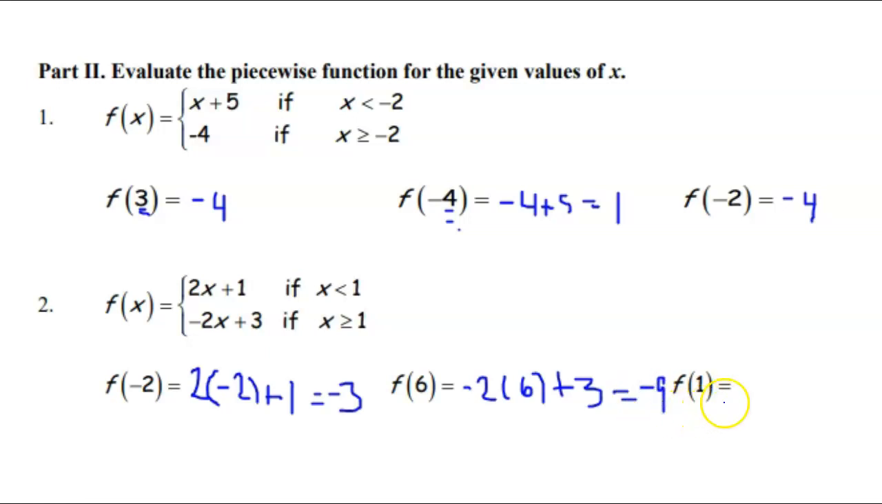All right, let's go down to the last one. They try to trick us by giving us our boundary point, but we're not confused. We know that the restrictions say that when x is equal to 1, we're down here, x is greater than or equal to 1. So we're down at the second part of the function. I'm going to be plugging 1 into the second part of the function. And I end up with negative 2 times 1 plus 3. So that's negative 2 plus 3, which is 1.